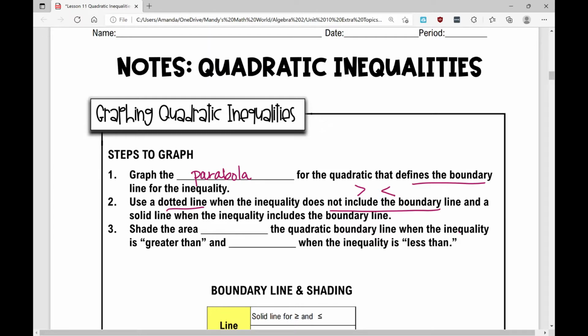You're going to use a dotted line or a dashed line, and you're going to use a solid line when the inequality includes the boundary line. So your symbols will look like this, greater than or equal to, less than or equal to. You're going to shade the area above the quadratic boundary line when the inequality is greater than, so greater than or equal to, and below when the inequality is less than or equal to.